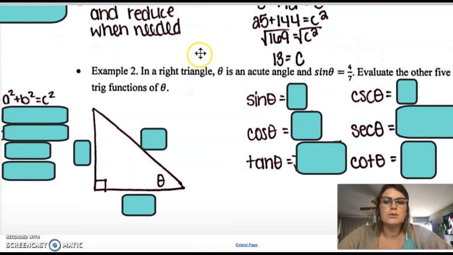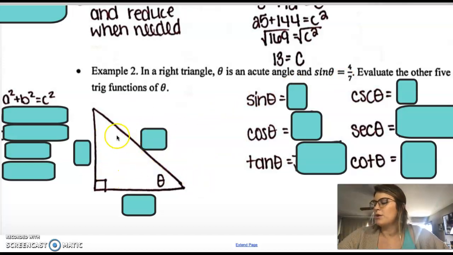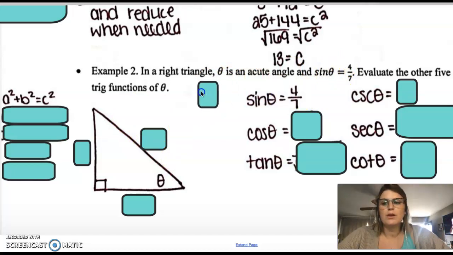So example 2, it says in a right triangle, theta is an acute angle and sine is 4/7. Evaluate the other 5 trig functions of theta. So the first thing you want to do, they didn't give you this triangle, so we want to make one. So I draw my triangle, and I always just put theta in the bottom right corner. It's just how I always do it. It doesn't matter. So if we know sine is 4/7, we can go ahead and write that down.